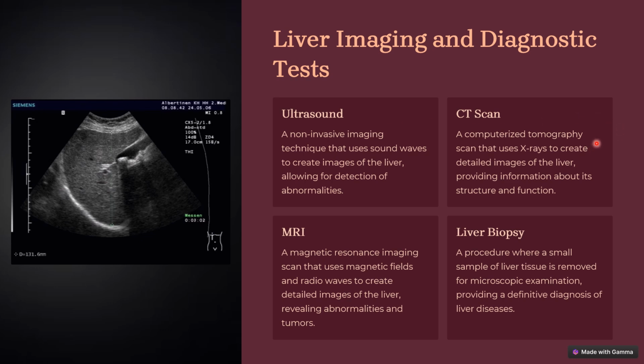We all know what a CT scan is. It uses X-rays to create detailed imaging of the liver, providing information about the structure and function. Whereas an MRI, or magnetic resonance imaging scan, uses a magnetic field and radio waves to create detailed images of the liver, revealing abnormalities and tumors. Liver biopsy is a procedure where a small sample of the liver tissue is removed for microscopic examination, providing a definitive diagnosis of liver disease.